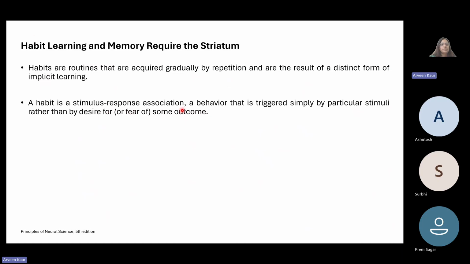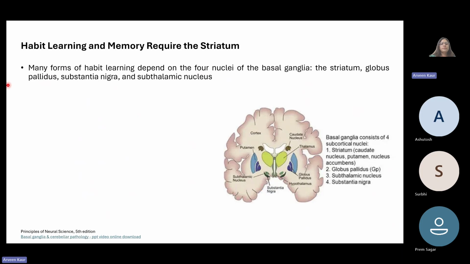So, a habit is a stimulus response association, a behavior that is triggered simply by particular stimuli rather than by a desire for or a fear of some outcome, right? So many forms of habit learning depend on the four nuclei of basal ganglia that you can see over here. The striatum, which includes the caudate nucleus, the putamen, and the nucleus accumbens, right? So all those three form the striatum. Then the globus pallidus, the substantia nigra, and the subthalamic nucleus, right?